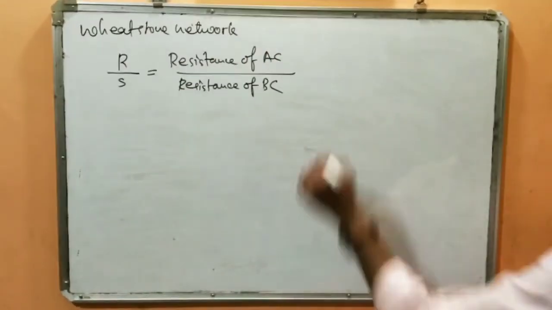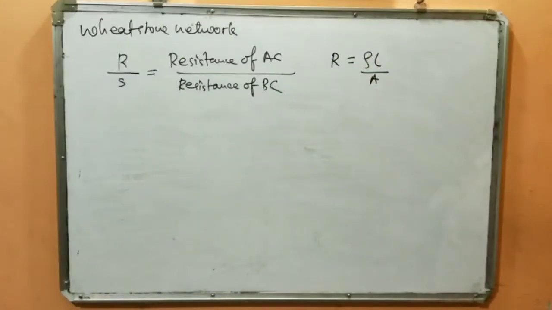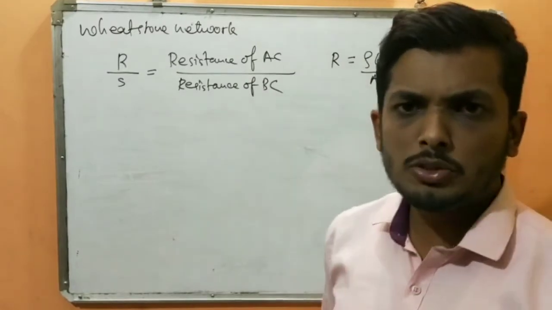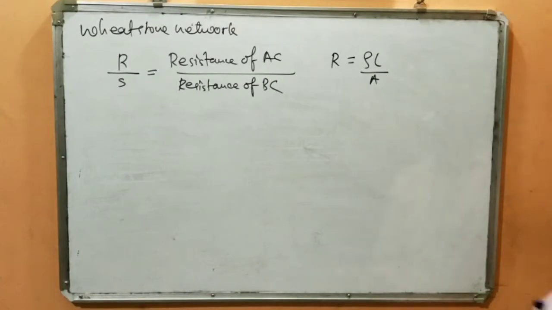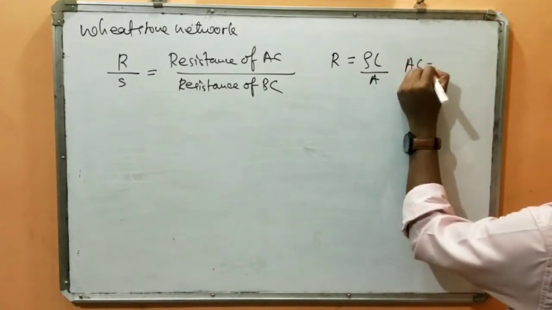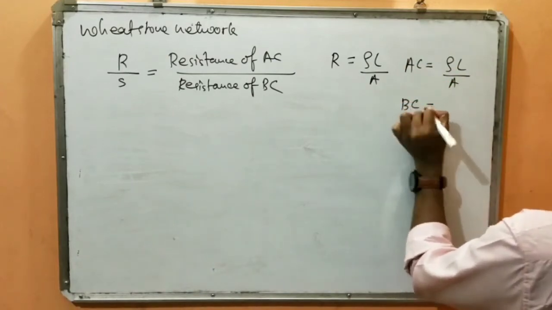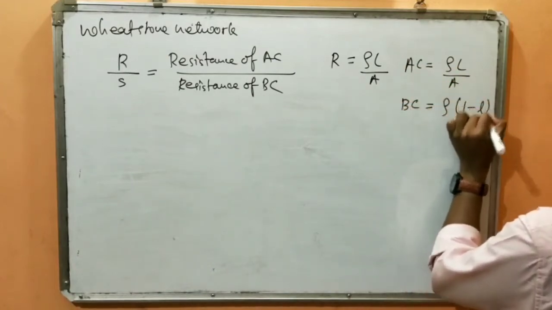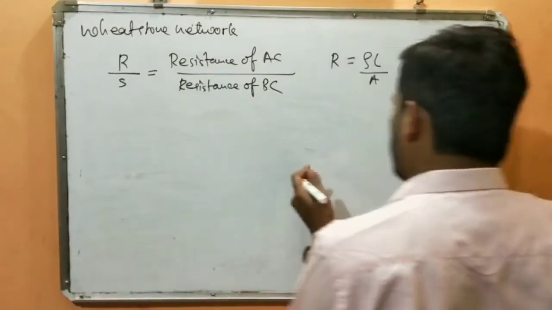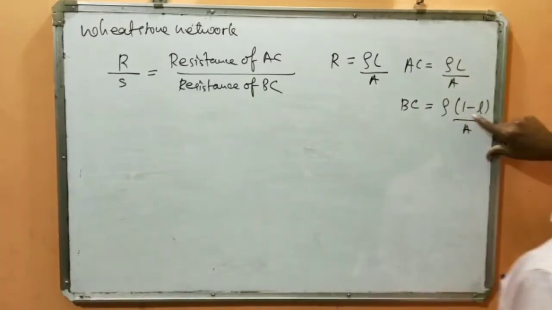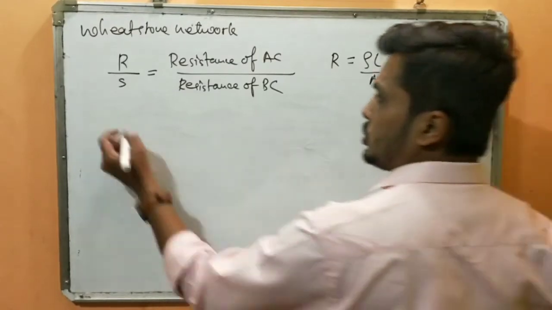Yes. And you know that resistance R equals rho L by A. All of you should know this thing. Maybe in the third lecture you might have studied, maybe in the second lecture. Resistance is rho L by A. So for AC, it is rho L by A. And for BC, it is what? Rho 1 minus L by A. Yes or no? AC was L. The remaining part was 1 minus L. So this much length has been reduced. So obviously there would be a change in resistance.